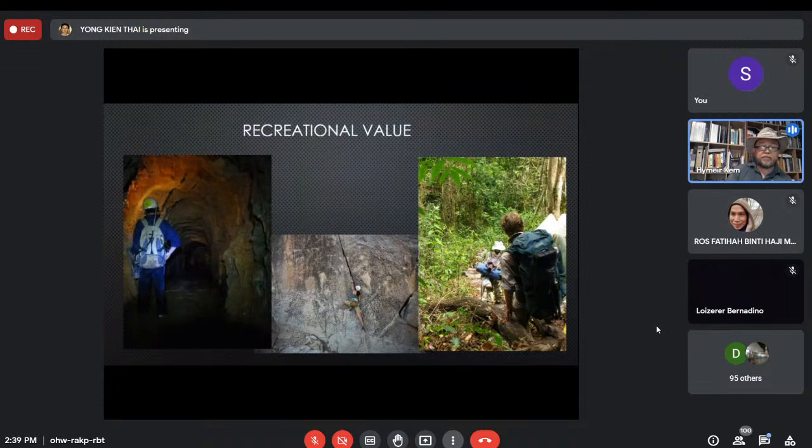And we have recreational value. You have people doing caving, like the one on the left. That's my son, by the way. And then people doing rock climbing in the middle. There are also people who just trek around, climb hills and do photography, maybe bird watching. So it's got recreational value, okay? And I'm sure that generates a lot of income for local people around there. Next one, please.